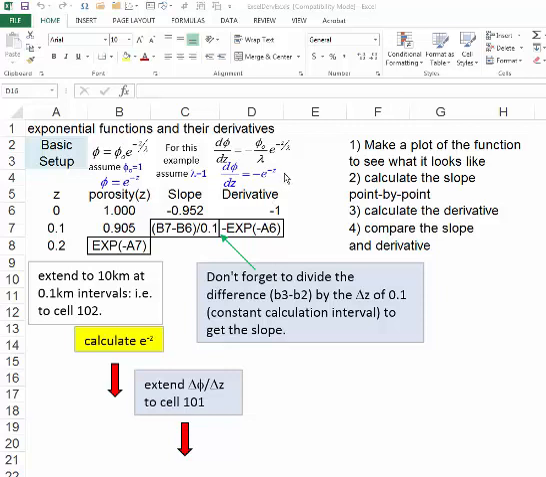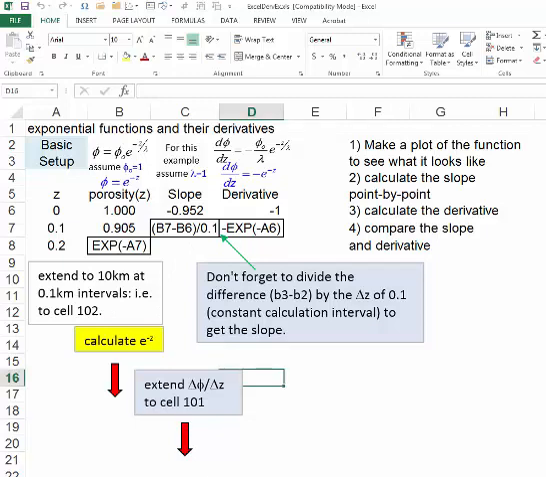So there are 4 things that we want to do. We want to make a plot of the function to see what it looks like. We want to calculate the slope point by point, calculate the derivative, and we want to compare the slope and the derivative. We've been harping on this, that derivatives are just slopes, so let's compare a calculation of the slopes to a calculation of the derivative. So this page can be referenced for the basic formula and the basic setup.